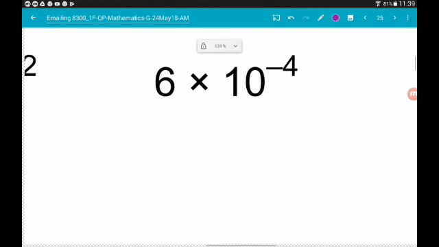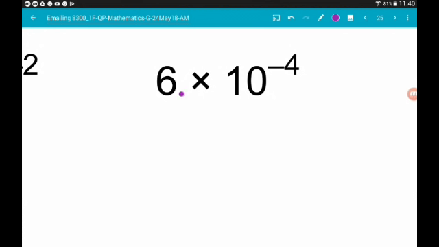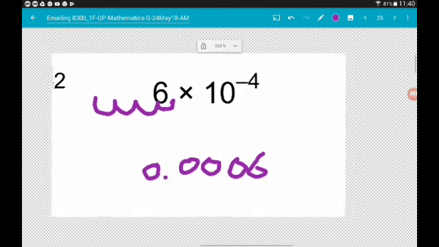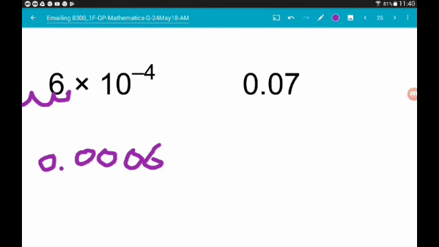6 times 10 to the minus 4. Again, the decimal's going 1, 2, 3, 4. So this is 0.0006. And then we've already got the last number as a decimal, 0.07.